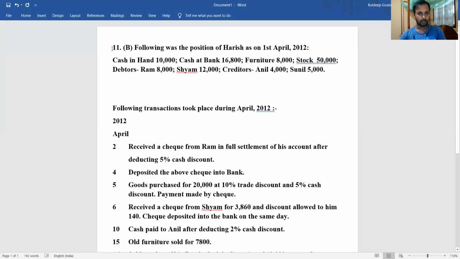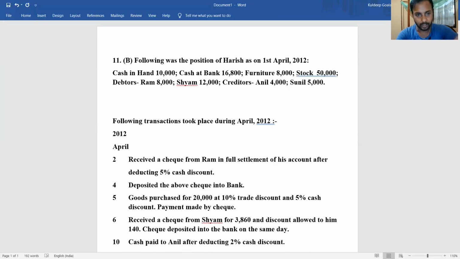You should remember this concept nicely: whenever opening balances are given, always find out the total assets. The assets will always equal capital plus liability, or you can say liability plus capital. I will explain this concept when we do the accounting equation. For the time being, just remember that asset equals liability plus capital. That means your debit side will be equal to the credit side. It must be equal, and if it is not equal, the balancing figure will be capital.